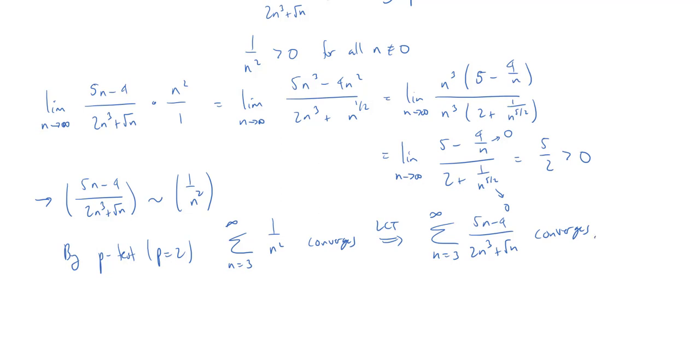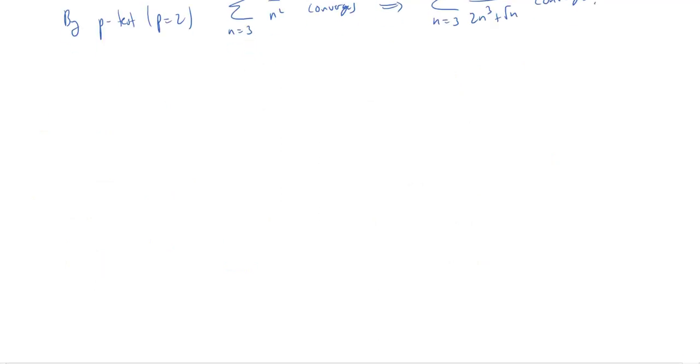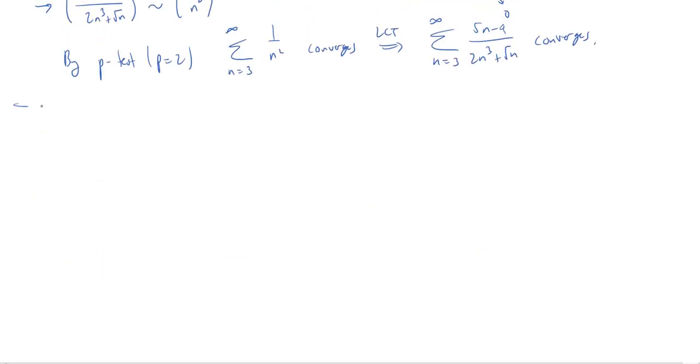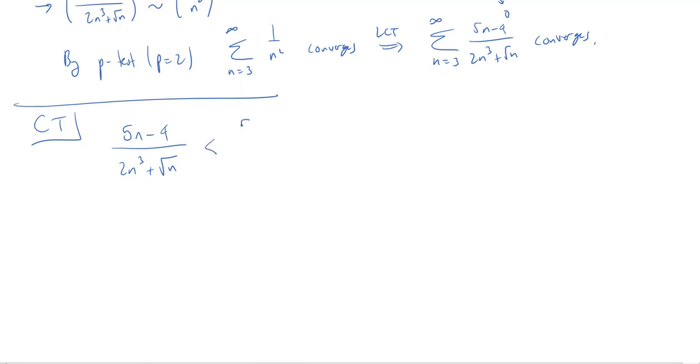Okay, now this would be my preferred way of solving this problem, but another reasonable way to attack it would be using just the regular comparison test. So let's make a little observation here. So we're going to use the comparison test now. If I start with 5n minus 4 over 2n cubed plus the square root of n, if I get rid of this square root of n, that is going to make the denominator smaller. But if the denominator is smaller, then I'm going to be making the fraction bigger. So this is going to be less than 5n minus 4 over 2n cubed.